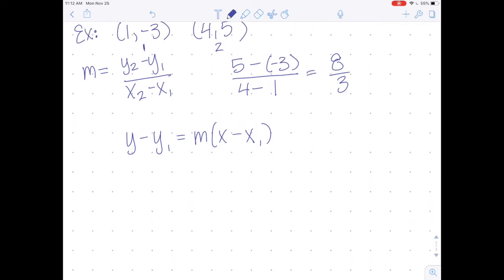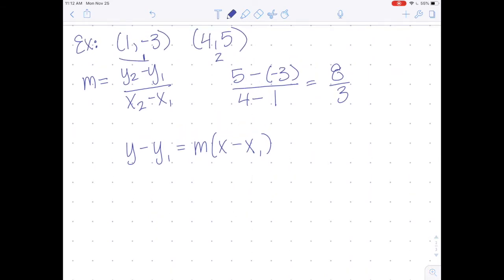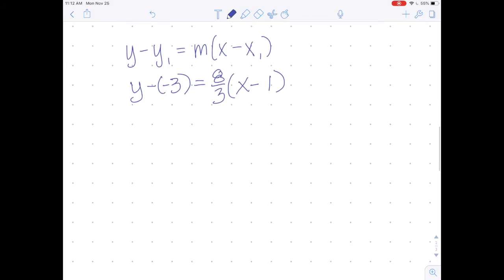So now, I know what m is. We picked this point for the first point 1, so we can plug that in for y1 and x1. So y minus y1, which was negative 3, equals m, which is 8 over 3, times x minus x1, which was 1. Alright, now we just have a little bit of solving to do. So this becomes y plus 3, because 2 negatives, equals 8 over 3 times x minus 8 over 3.